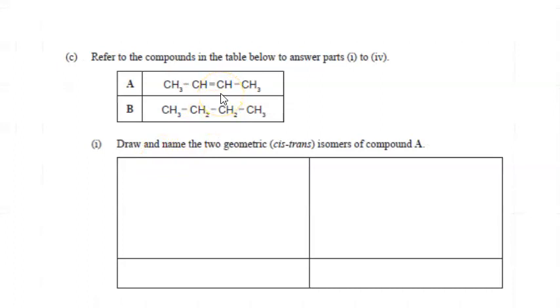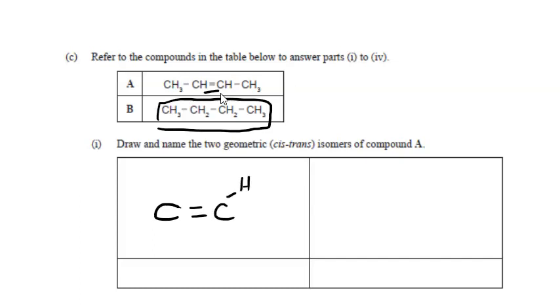So we've got 2 compounds here. Draw and name the geometric cis-trans isomers. We need a double bond for a geometric isomer to be able to exist. So this one, which is an alkene, cannot exist as geometric isomers. So we're going to draw this one here. We draw geometric isomers like this. From this we don't show the hydrogen actually bonding off the carbon, so we need to draw it slightly differently when we're doing our cis-trans isomers.